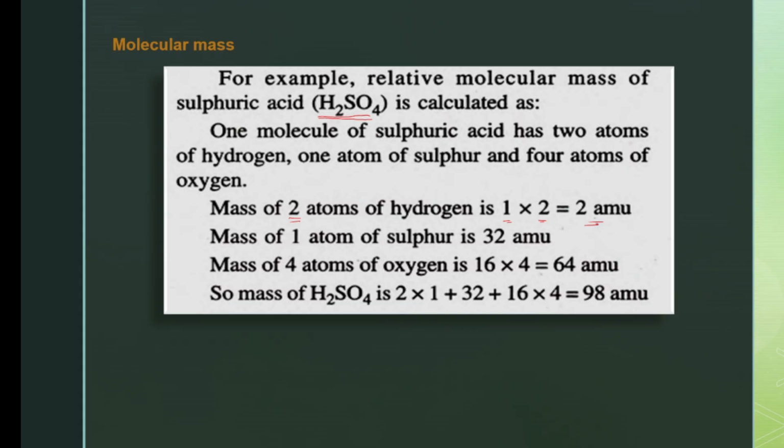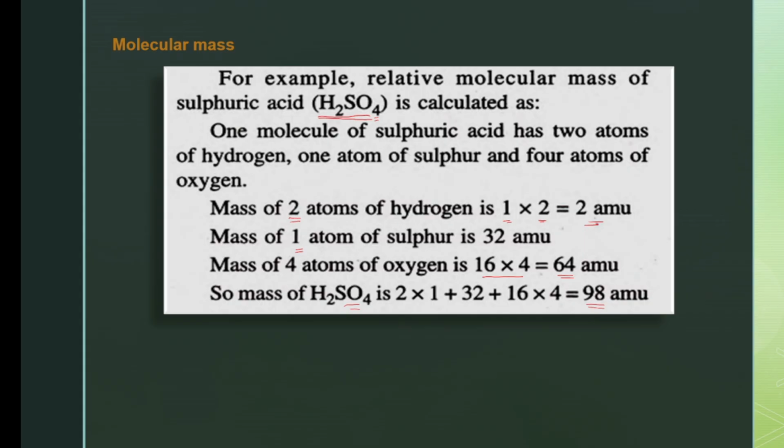Then sulfur, the atomic mass of sulfur is 32. How many atoms of sulfur are there? 1 atom. So 1 into 32 will give you 32 AMU. Then we know that the atomic mass of oxygen is 16. How many oxygen atoms are there? 4 oxygen atoms. So 16 into 4 is equal to 64 AMU of oxygen. Then when we add the mass of all these atoms together, we get the total mass of sulfuric acid, which is 2 plus 32 plus 64, equal to 98 atomic mass units.